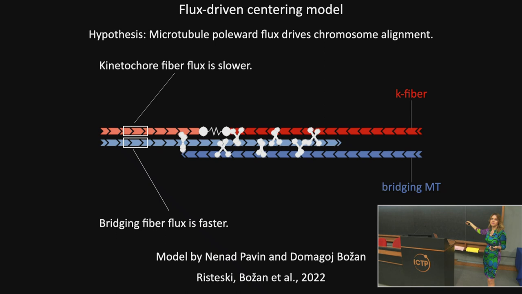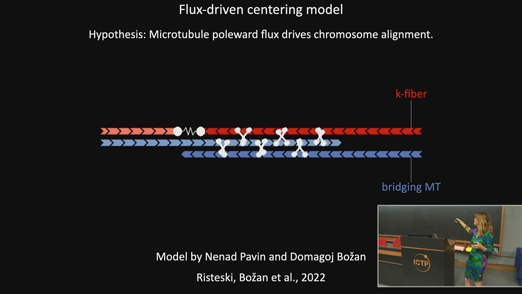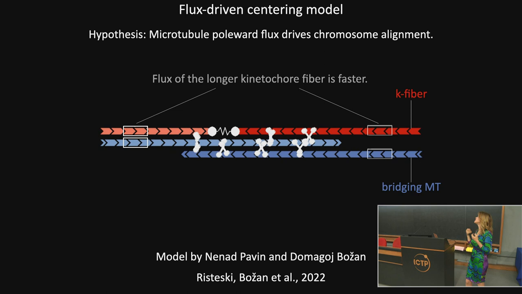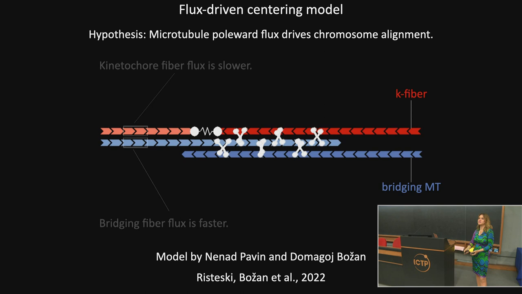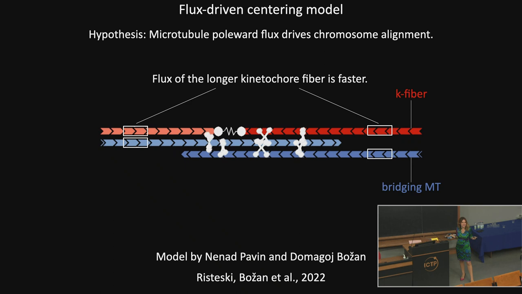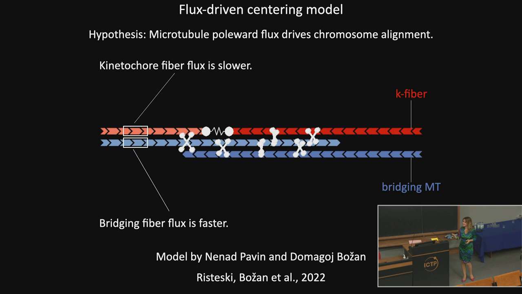So this is what Nenad said, and it means that the longer kinetochore fiber has to flux at a faster rate than the shorter one. I said there is no way. People have been measuring this since 1989. There were tens of labs who measured polar flux. Somebody would have seen this if it were really so. But then, yeah, he was very persuasive. So in the end, we wanted to test this model, and now you will see what happens.